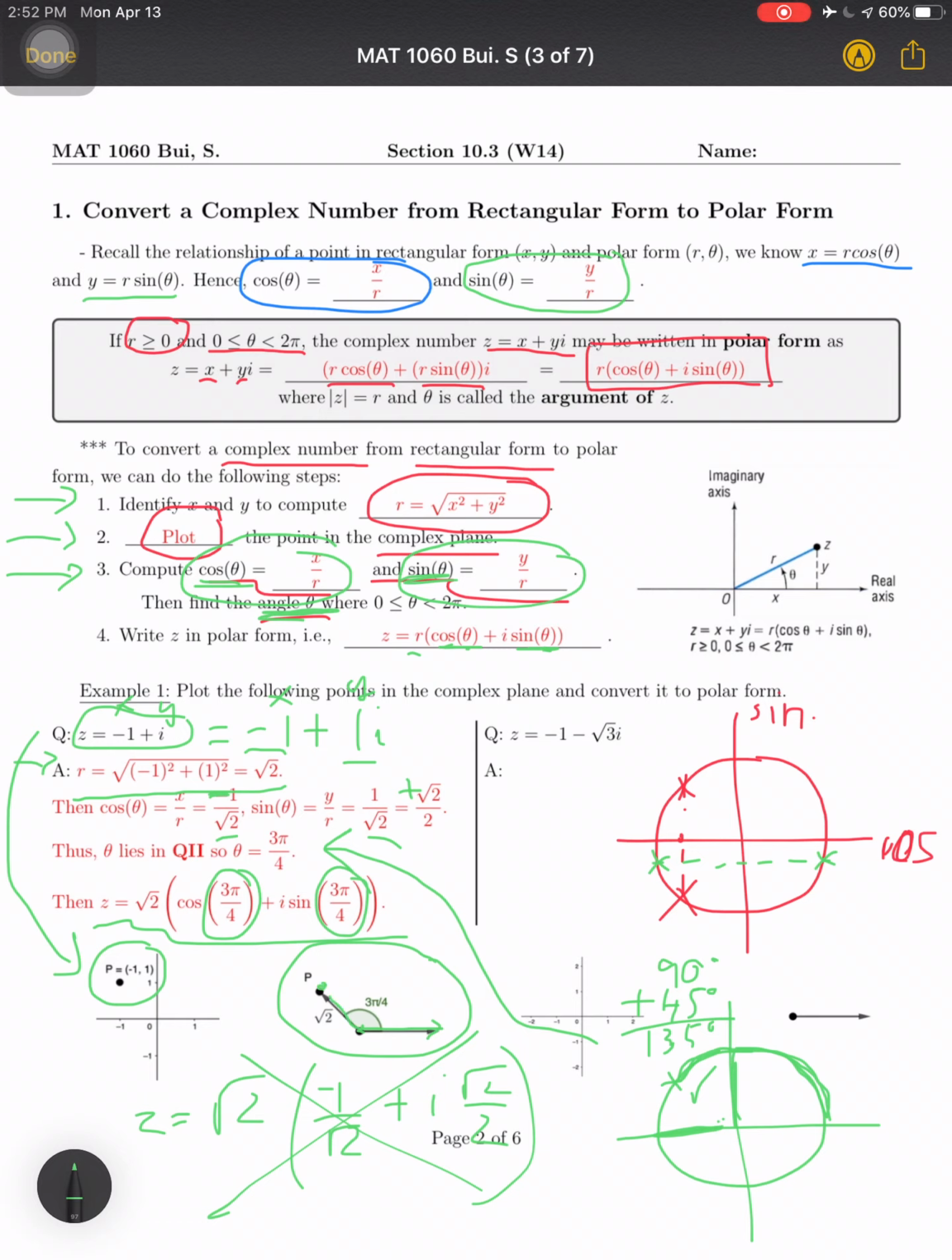And then we extend it to square root of 2 units away from the pole, and then we have the point here. Okay, so just to confirm, this one is in quadrant 2 in the complex plane, and then also in our polar coordinates it is in quadrant 2. So then this one is the right answer.